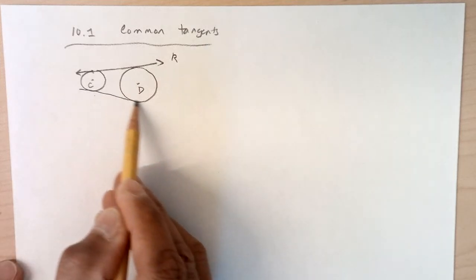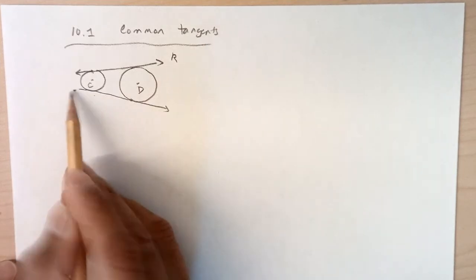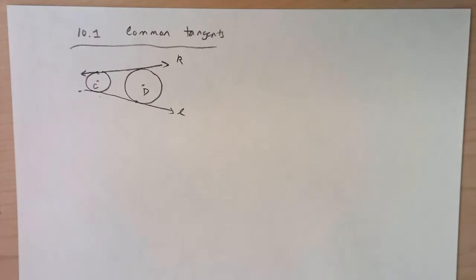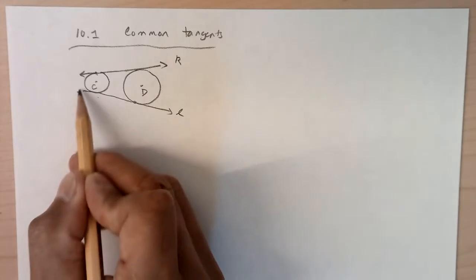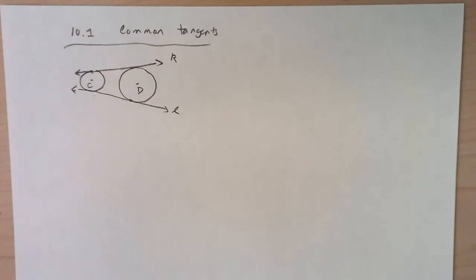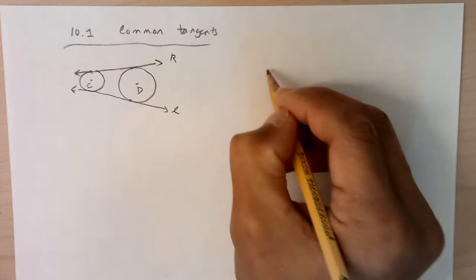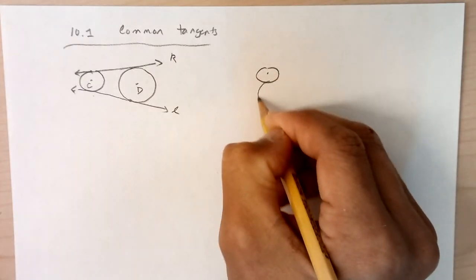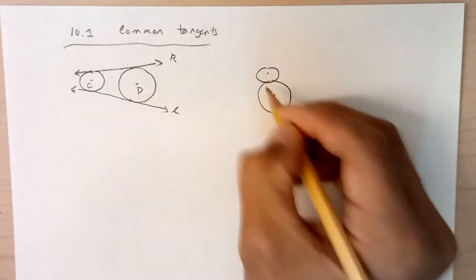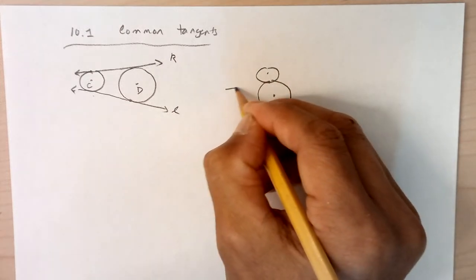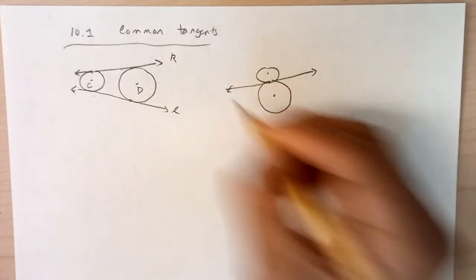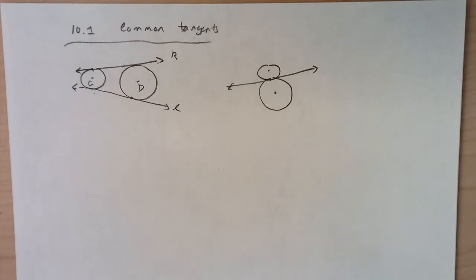Here's another common tangent. Call it line L. So line L intersects each of those two circles in only one point. It's tangent to circle D and it's tangent to circle C. So that's a common, again, external tangent. Okay. If I had two circles intersecting in a single point, there's a common tangent between those two circles. That common tangent would be basically right in between those two circles.